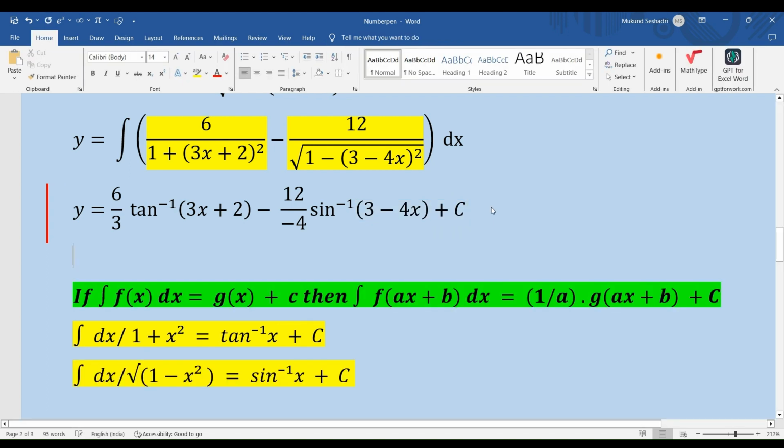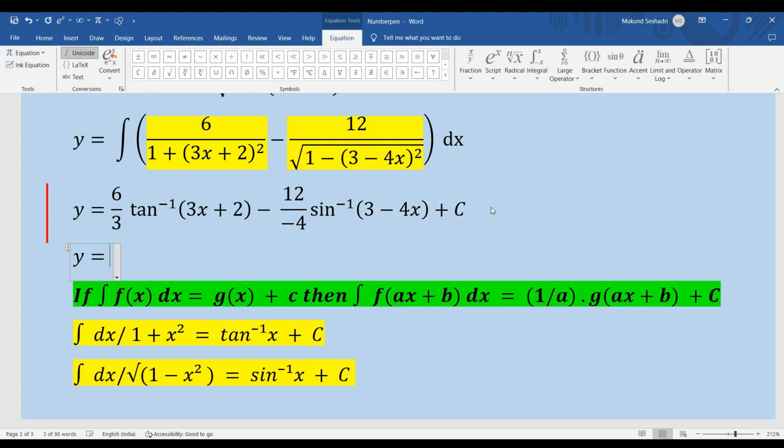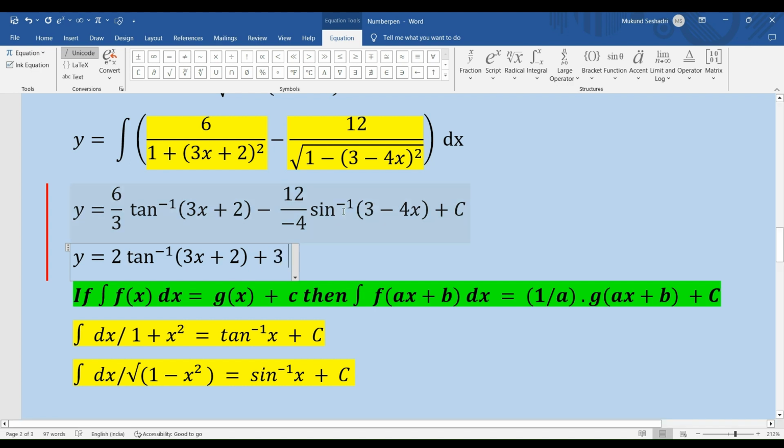And I know that we've got a little bit of simplification that can be done. So let's do that. y equals 6 by 3 times tan inverse of (3x plus 2), which is 2 times tan inverse of (3x plus 2). And then I have minus of 12 divided by minus 4, which becomes a plus 3, right? And we have sine inverse of (3 minus 4x) plus c. Right? So there we are. That's the final answer to this particular problem.